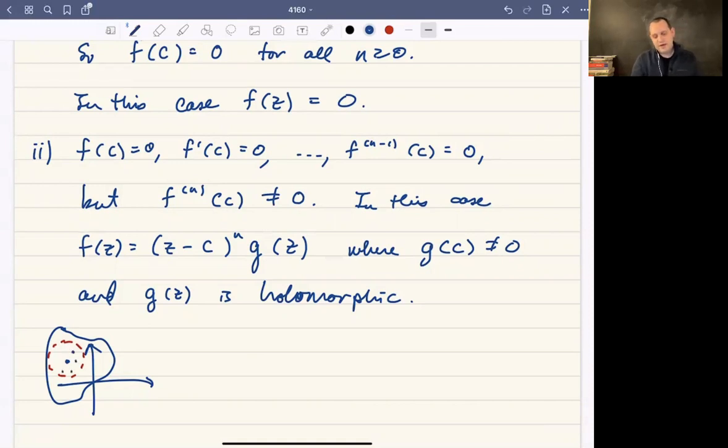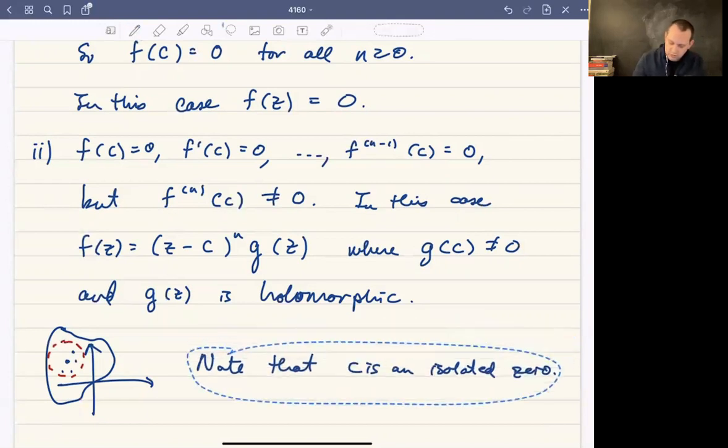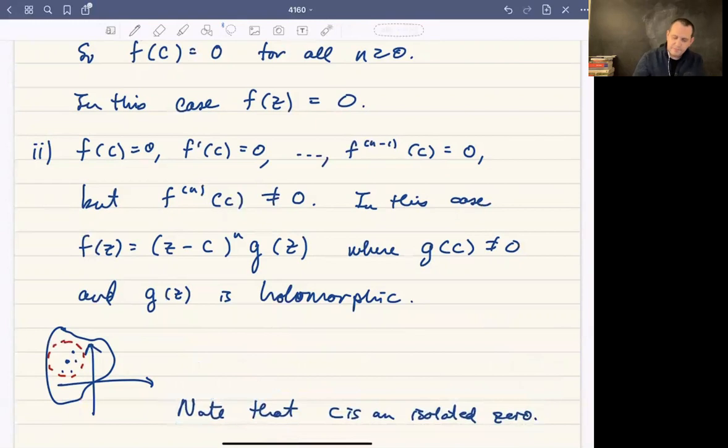So if you have a situation where the function f is not identically 0, what that forces is that the zeros of the function must be isolated. Okay, so just note that c is an isolated 0. And I forgot one more important thing here. Let me actually just move this note down. So it's important that they're isolated, but we'll come back to that.